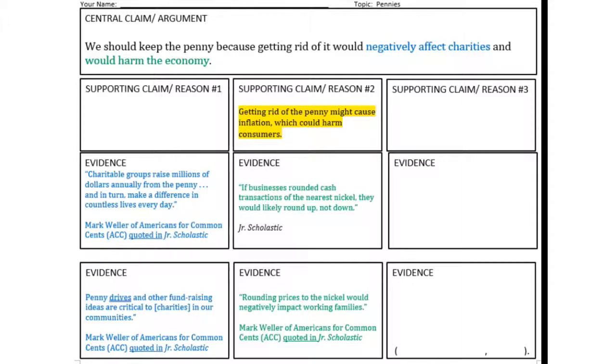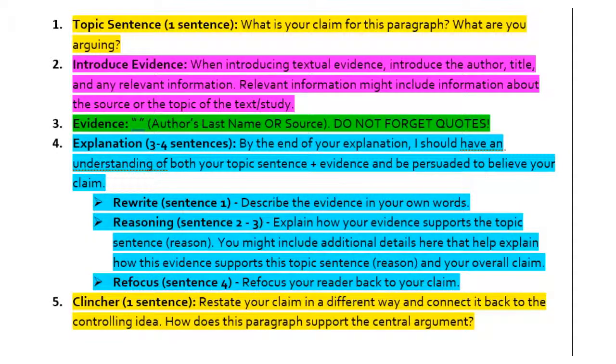I'm going to choose to use the first piece of evidence to support this. If businesses rounded cash transactions to the nearest nickel, they would likely round up, not down. That's from Junior Scholastic. And I see a typo in here. It should say 2. You should also have handy your notebook anchor chart, which shows you the steps to go through to make a good body paragraph.